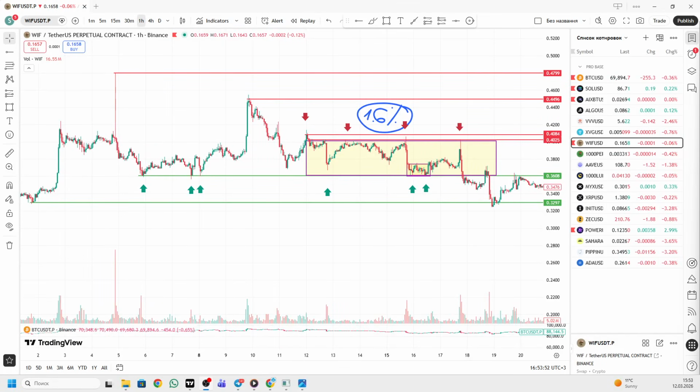Okay. So here we have two key areas, right? As we said, the lower area and the upper area. Inside these zones, a large participant is holding the asset for a certain period of time. And exactly this is your working area. I hope that is clear for everyone.